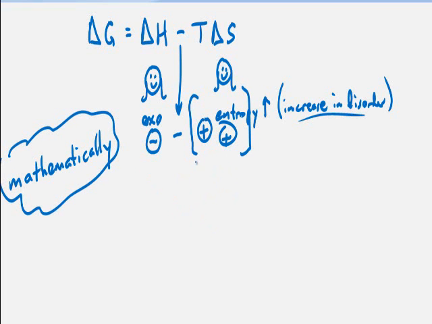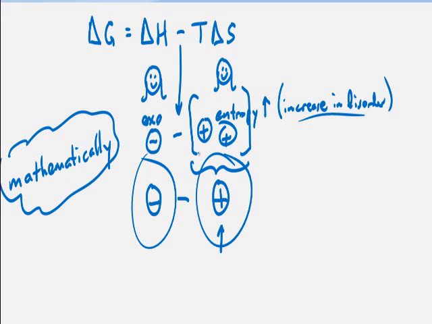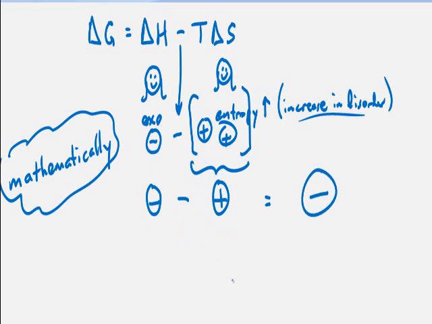Now mathematically, if we consider a positive temperature times a positive delta S, this number is always going to come out to be positive. Here we have a negative for our delta H. We're subtracting from it a positive number. No matter what the size of either of these numbers, our delta H and delta S, taking a negative and subtracting from it a positive is always going to give us an answer that's going to be negative.